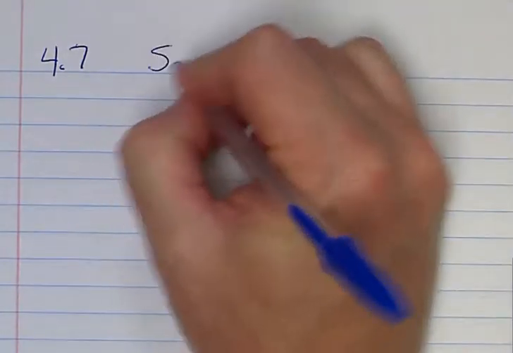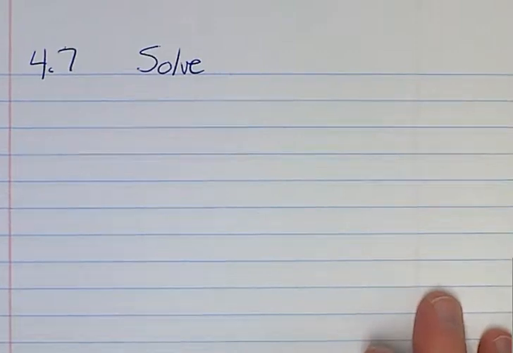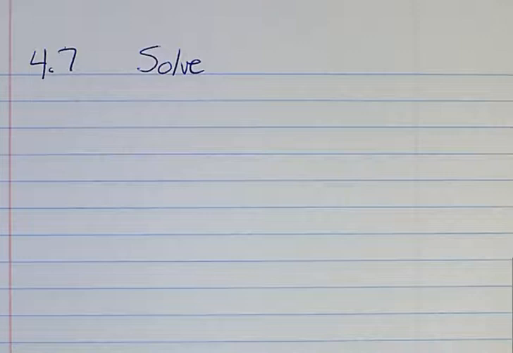Okay, so what we're looking at, 4.7 today. Still going to solve like we were doing yesterday. Yesterday we looked at solving two ways. Either we were going to solve with factoring or we were going to solve using square roots.